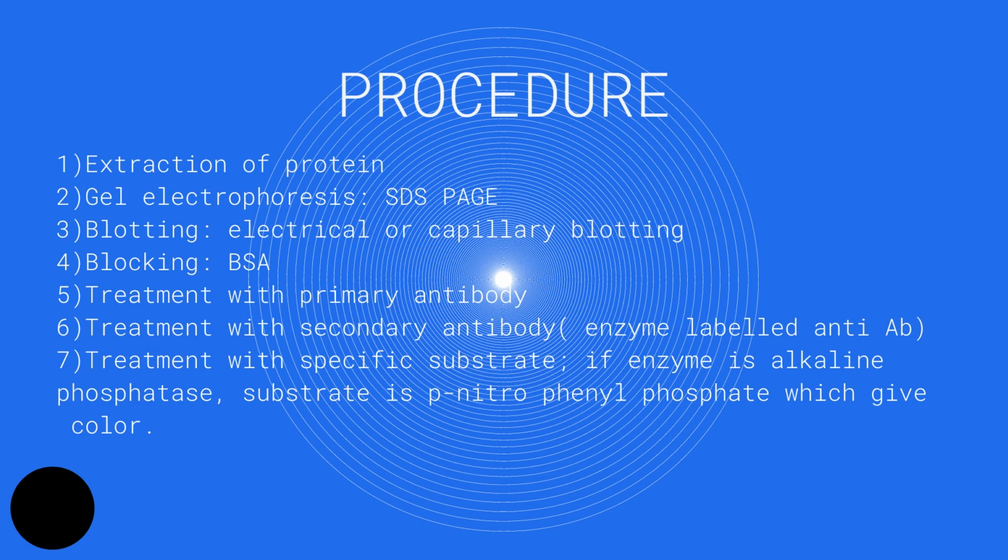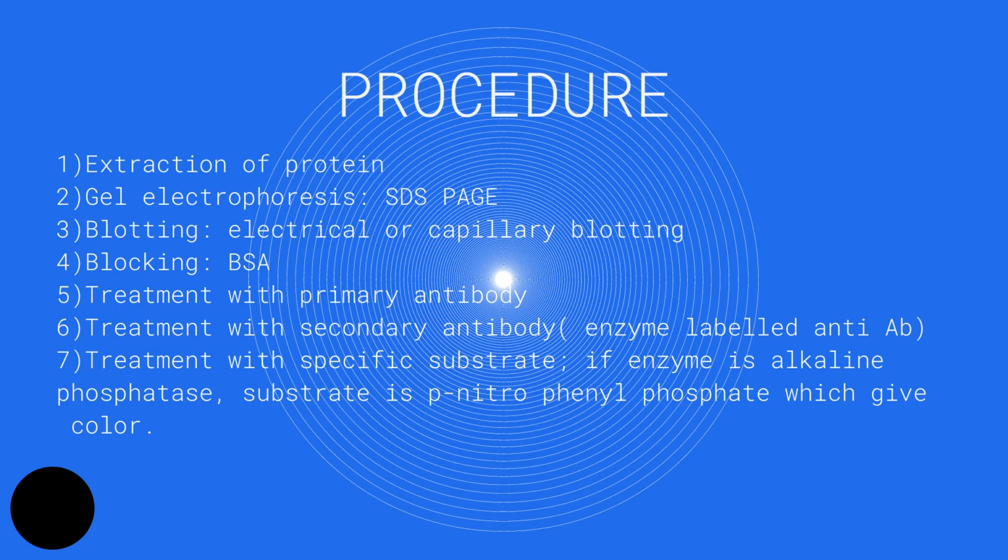The next step is treatment with the secondary antibodies. The secondary antibody is enzyme labeled, or labeled with radioisotope, as mentioned earlier. The secondary antibody is an antibody against the primary antibody, so it can bind with the antigen-antibody complex as well.